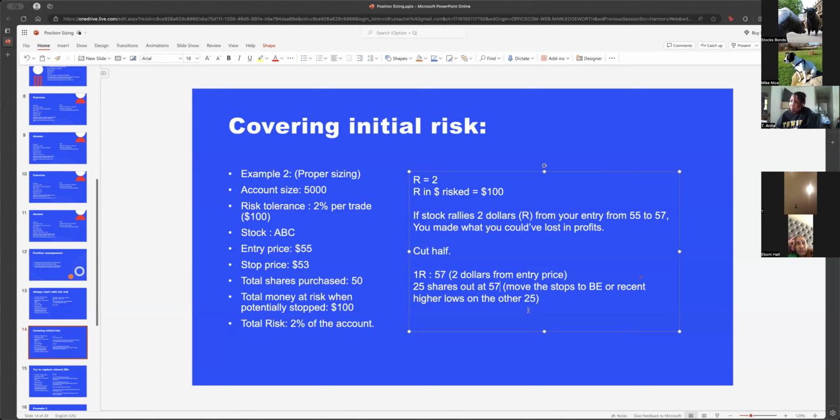You're only going to cover half once it hits $57, which is $2 from your entry price. How did I get this 57? Your total risk is 2. The stock should move 2 times your stop loss distance from your entry price to the upside. That is $57. Once it moves from 55 to 57, you're going to cut half.